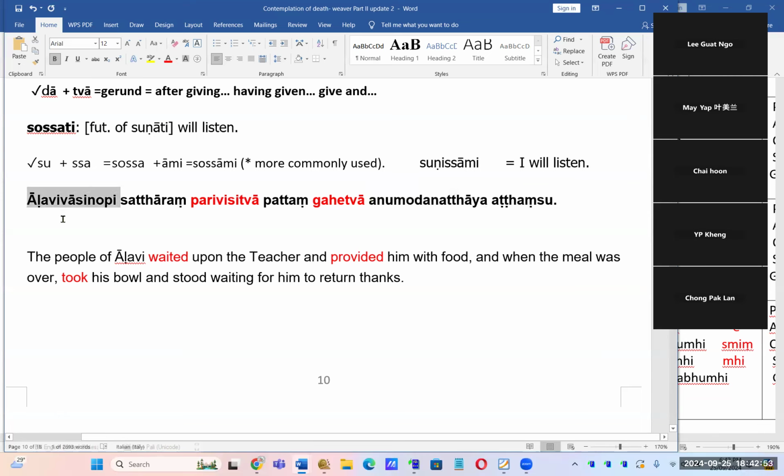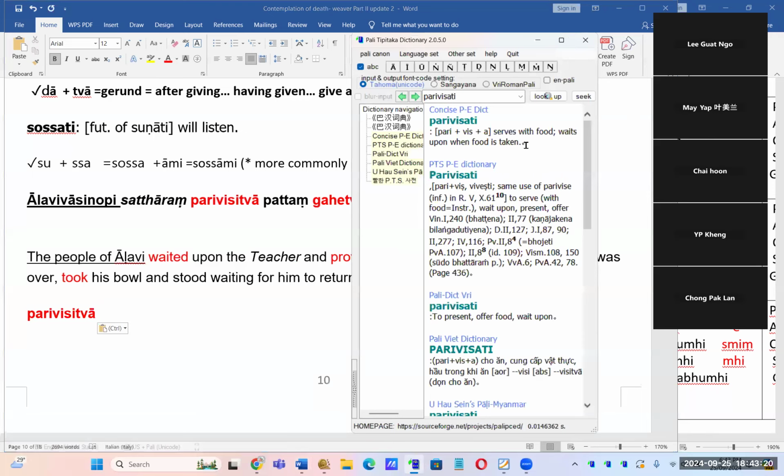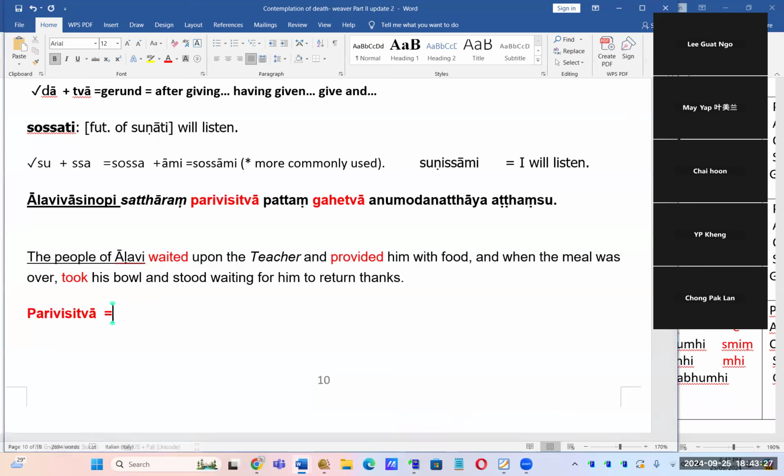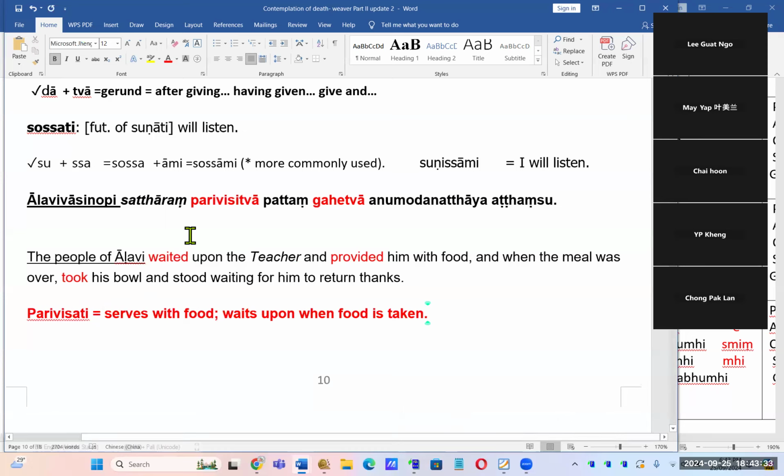So the subject here is the people of Alawi. Now the object here, I put as this one, right? So the teacher means the Buddha. The people of Alawi, the teacher. Now this word has two meanings here. So we look for serve and wait. So from the word, they serve and wait, right? So they wait and they serve the food, right?